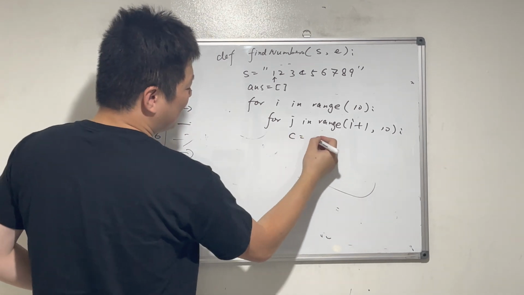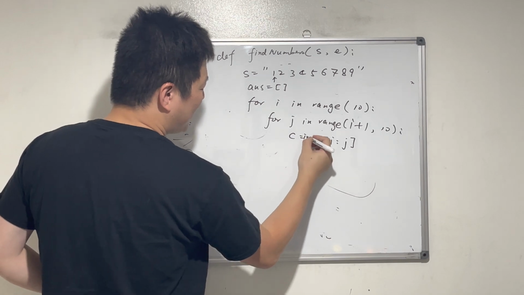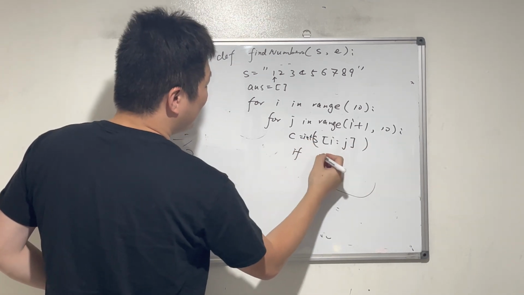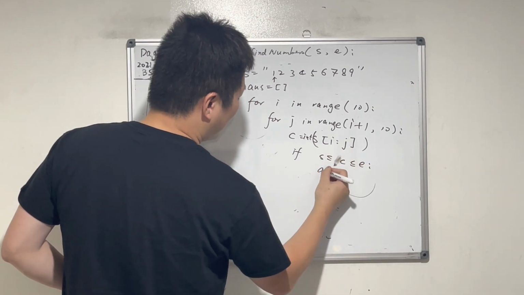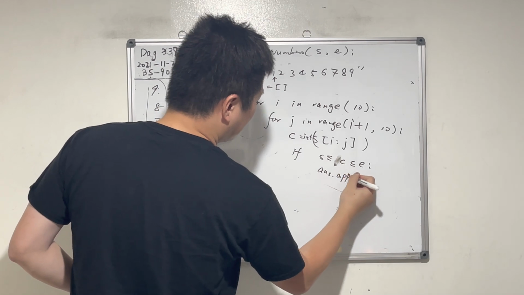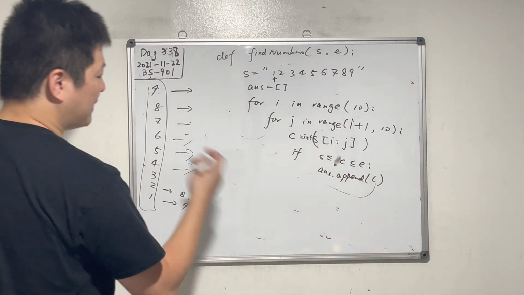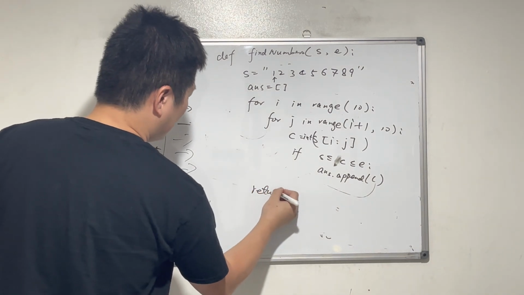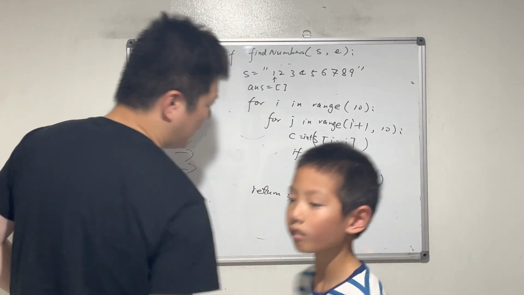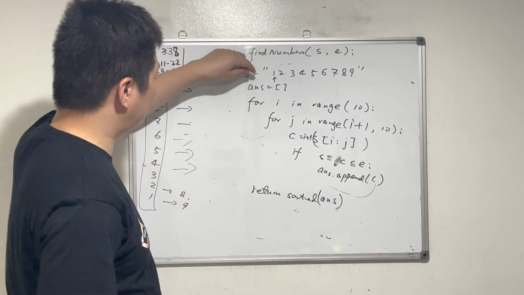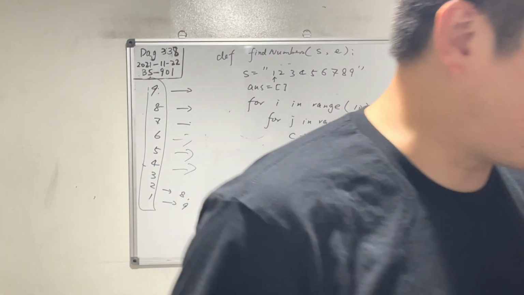And then this number is what? It's s[i to j], and we convert it to an integer. If s is smaller than or equal to c, and c is smaller than or equal to e, then we append c to answer. Then we return sorted answer. If we don't provide the sorted, it could be out of order.